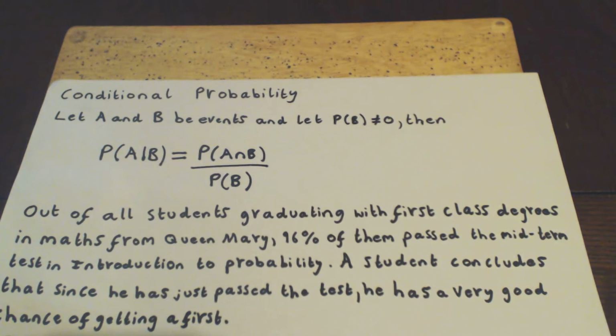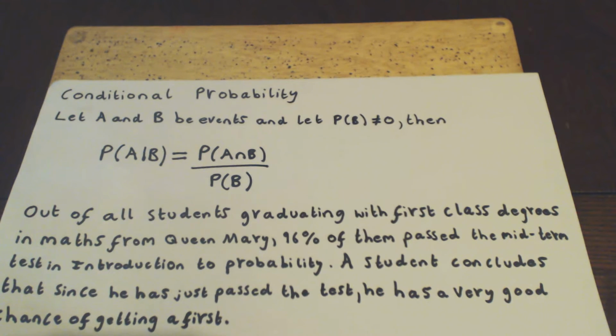Out of all students graduating with first class degrees in maths from Queen Mary, 96% of them passed the midterm test in introduction to probability. A student concludes that since he has just passed the test, he has a very good chance of getting a first. And the question was actually, what's the flaw in his argument? Well, the flaw is that he's got it the wrong way around.